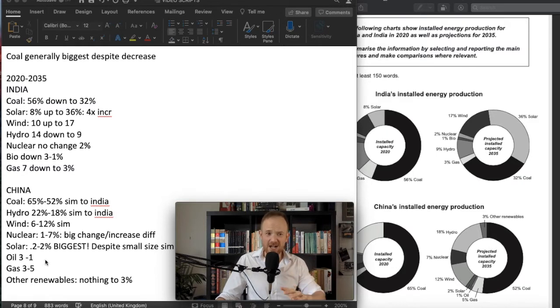The other ones, I'm not going to spend a lot of time on. Oil, gas, and other renewables. I don't have time to write about those in detail, and they're not that important.